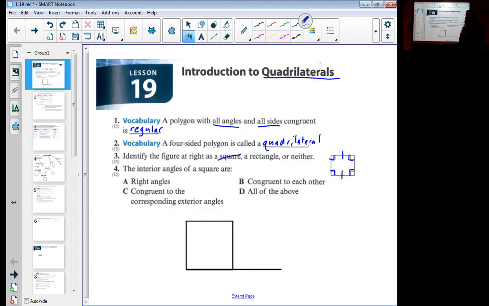But for a rectangle, all we need for a rectangle is it to be an equiangular quadrilateral. We do have an equiangular quadrilateral, so that means this is a rectangle.